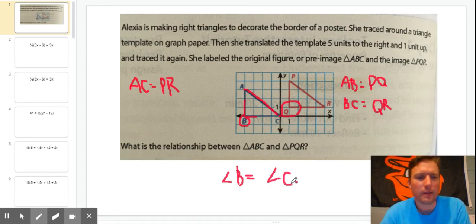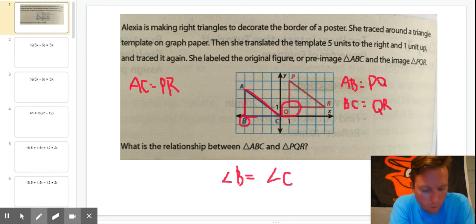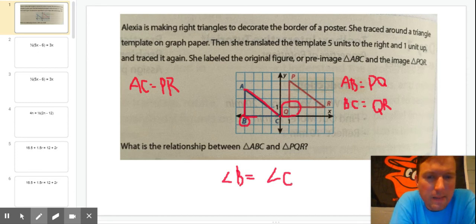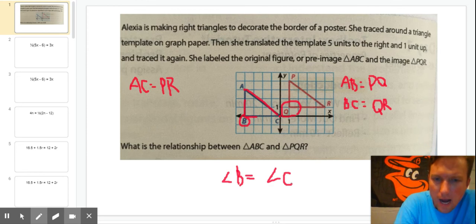Now, today we have talked about what it means to be congruent. We talked about congruent segments. We've talked about congruent angles. We've talked about congruent polygons. And then we've applied that to two figures here, triangle ABC and triangle PQR. And we have found similarities between the segments, between the angles, and between the triangles themselves.